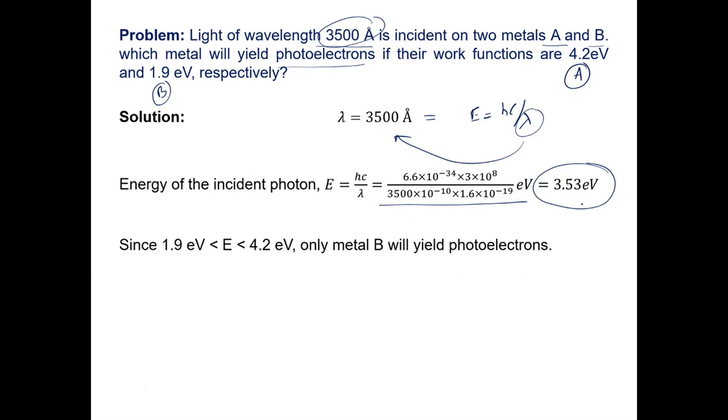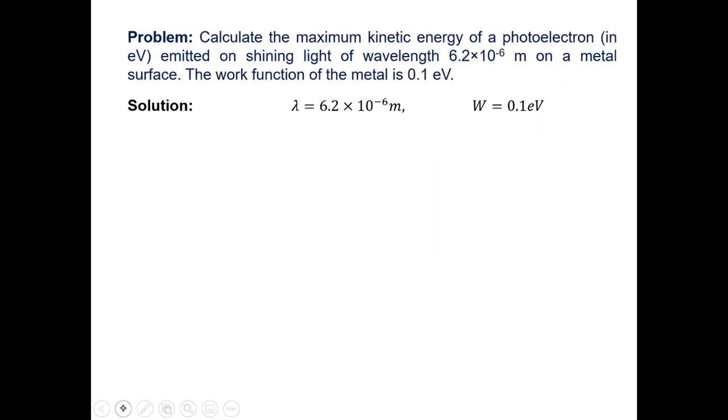Now this is less than the work function of metal A, right? So let's say if this is E, then E is less than the work function of metal A, but is greater than the work function of metal B. So it means that metal B will show photoelectrons, but metal A will not. Let's go to the next problem.